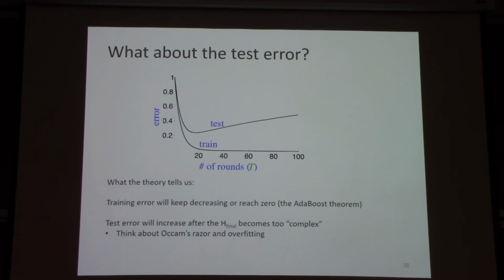What about the test error? The theory tells us that the training error will keep decreasing, and the theory tells us that the right thing to do is run Adaboost for infinite steps, because the error is proportional to something like this. So if you run Adaboost for infinite steps, the training error will keep going down. But of course, if you keep running Adaboost forever, you will end up overfitting. So this capital T parameter is important, because if you run it for too long, the training error might keep going down, but the test error might end up going up. So you need to find a sweet spot. That's why you need to find a good T.